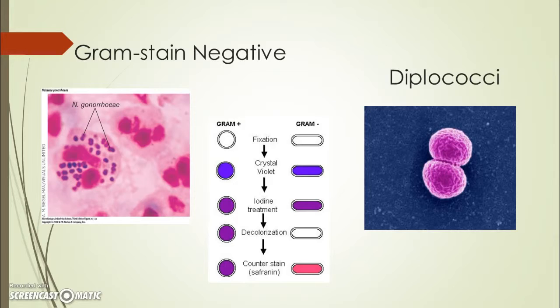Alcohol is added to dissolve lipids in the outer membrane, only found in Gram-negative cells, and removes the dye from the peptidoglycan layer. This leaves the Gram-negative cells colorless. In order to demonstrate their presence, a counterstain, safranin, is added, making the Gram-negative cell appear red. At this point, scientists know it is a Gram-negative cell.